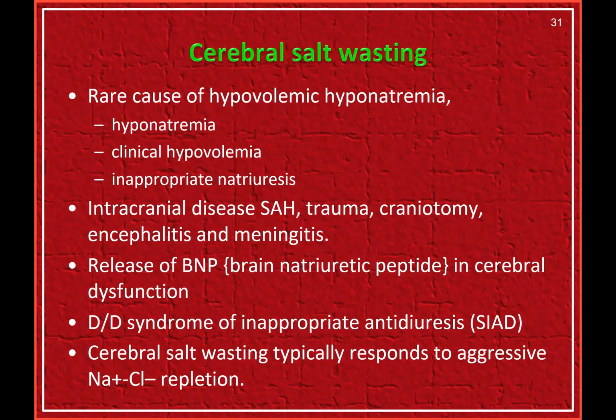Cerebral salt wasting syndrome. What is this? A rare cause of hypovolemic hyponatremia. We don't have to really know much about these things. Hyponatremia is there, and there is clinical hypovolemia. There is inappropriate natriuresis, which means the urine sodium is much higher in the presence of hyponatremia. When there is hyponatremia, we don't expect the kidney to lose sodium, but here there is natriuresis. Why? Intracranial disease like subarachnoid hemorrhage, trauma, craniotomy, encephalitis, meningitis can produce cerebral salt wasting syndrome.